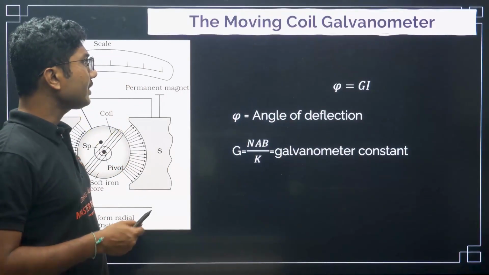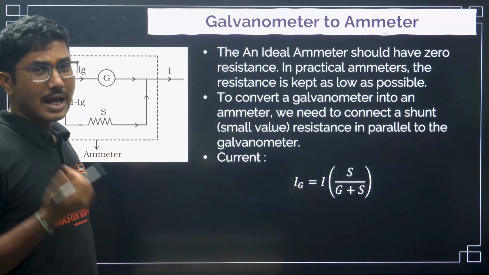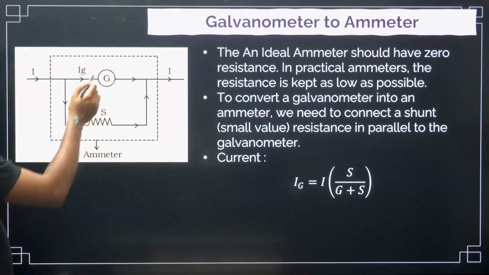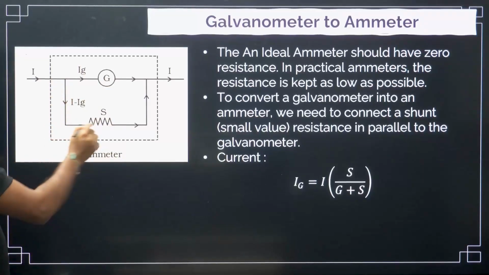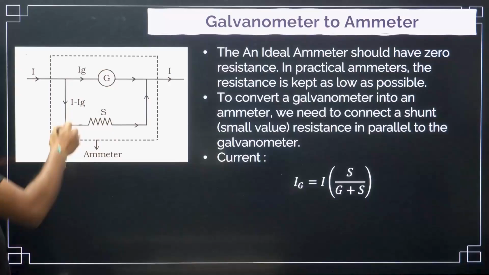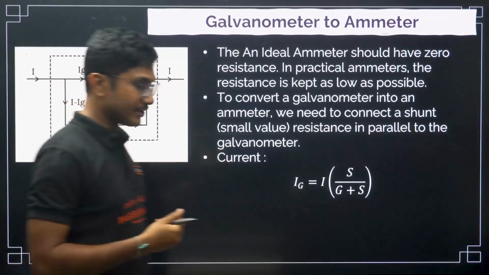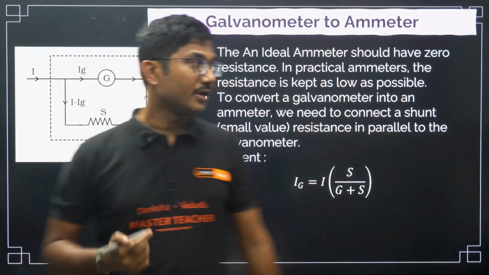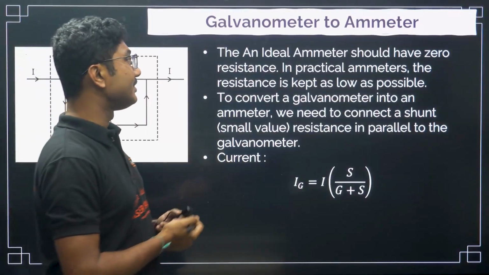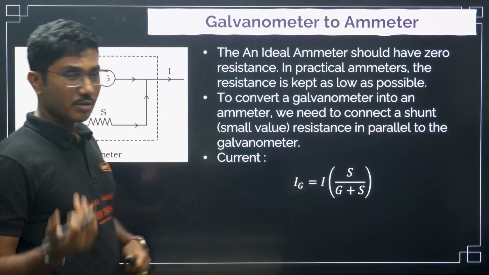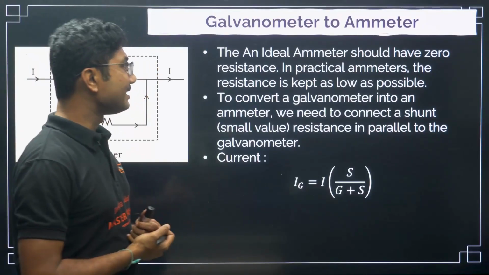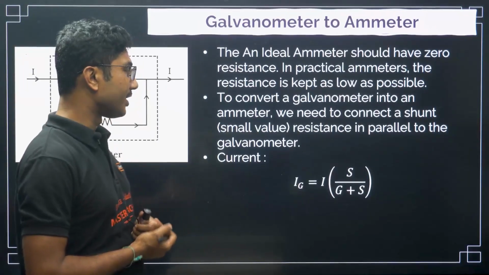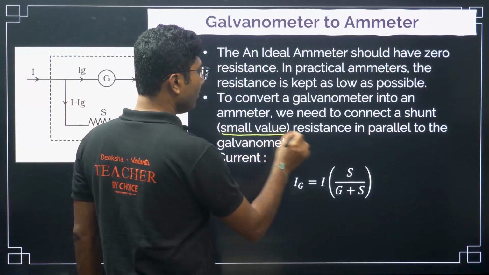Now galvanometers can be converted into an ammeter and a voltmeter. First we will see how you can convert it into an ammeter. To convert a galvanometer into an ammeter, we have to connect a small value resistance, the resistance of the wire should be very small, and it is called a shunt resistance. An ideal ammeter should have zero resistance, but zero resistance is not possible. In practical ammeters, the resistance is kept as low as possible. Shunt means small value resistance.